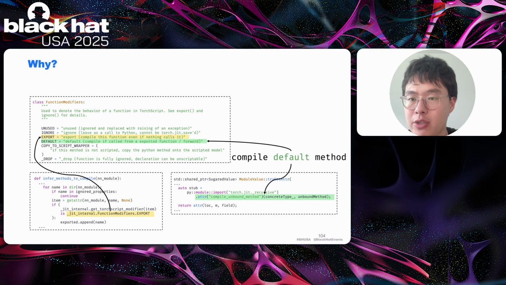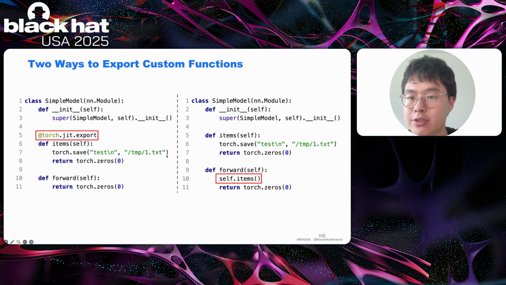For functions not decorated as export, there is a lazy export strategy, meaning that they are only exported if called within export functions. So here you can see in the left picture that we just decorated the items function with torch.jit.export. So here the model will have the items attribute, and in the right window we don't decorate it with torch.jit.export, so we need to call it in the exported function. In this way, the object will have the items function.